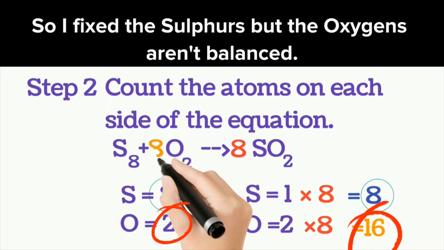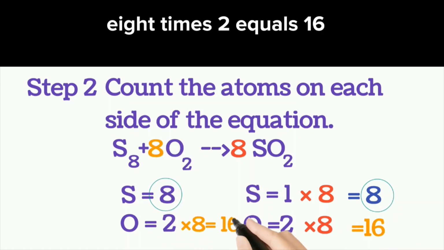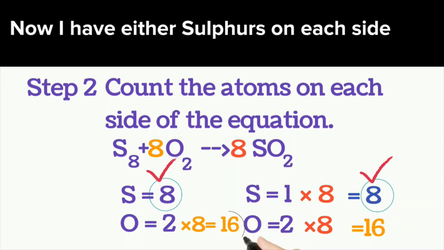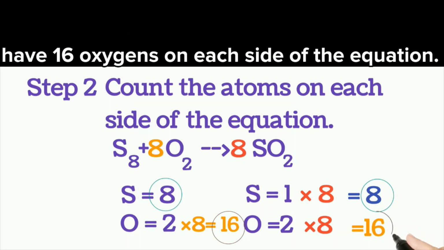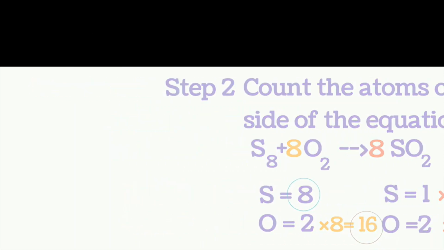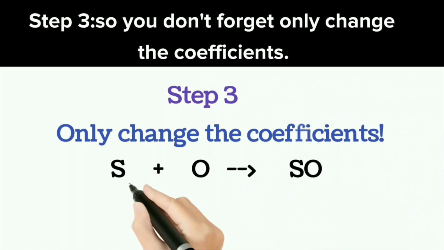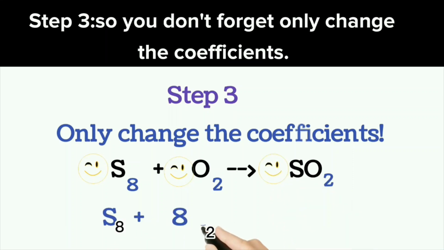I fixed the sulfurs, but the oxygens are not balanced. I can change the coefficient here though to 8. 8 times 2 equals 16. Now I have 8 sulfur on each side. I have 16 oxygen on each side of the equation. This equation is balanced. Step 3. So you don't forget, only change the coefficients. Now my equation is finally balanced.